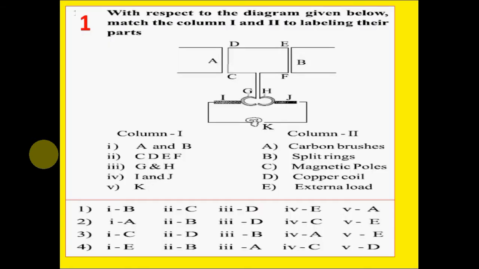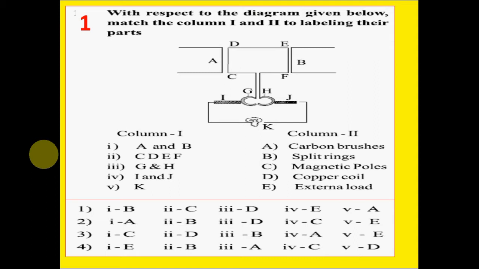Question 1. With respect to the diagram given below, match column 1 and column 2 to label their parts. Column 1: 1 A and B, 2 C, D, E, F, 3 G and H, 4 I and J, 5 K. Column 2: A carbon brushes, B split rings, C magnetic poles, D copper coil, E external load.